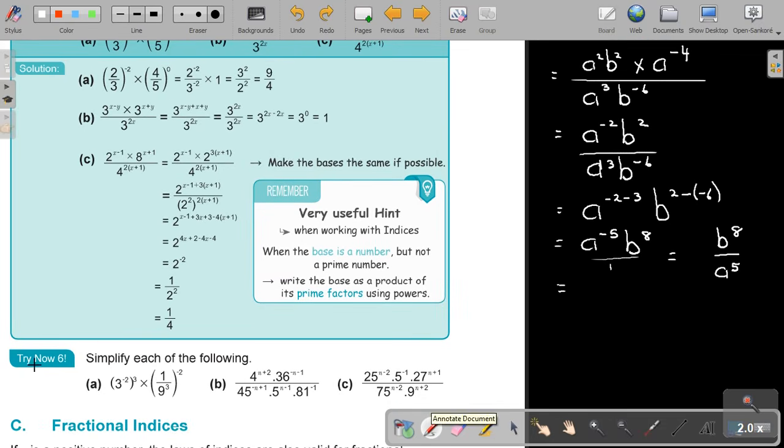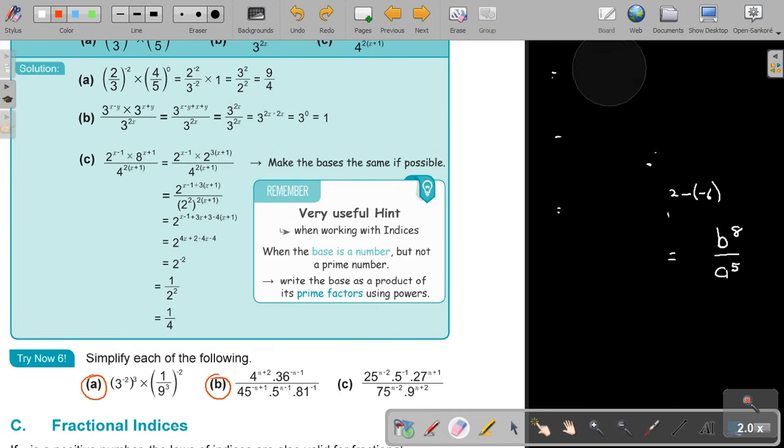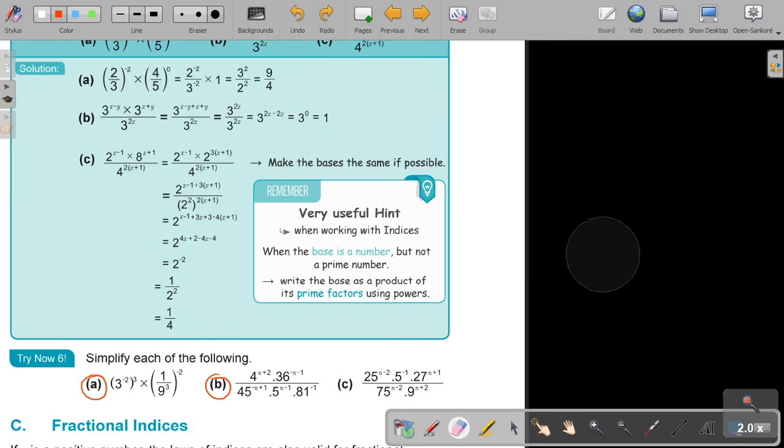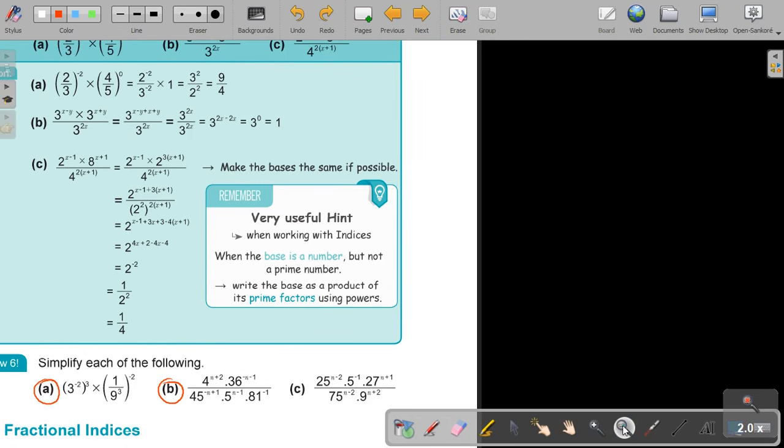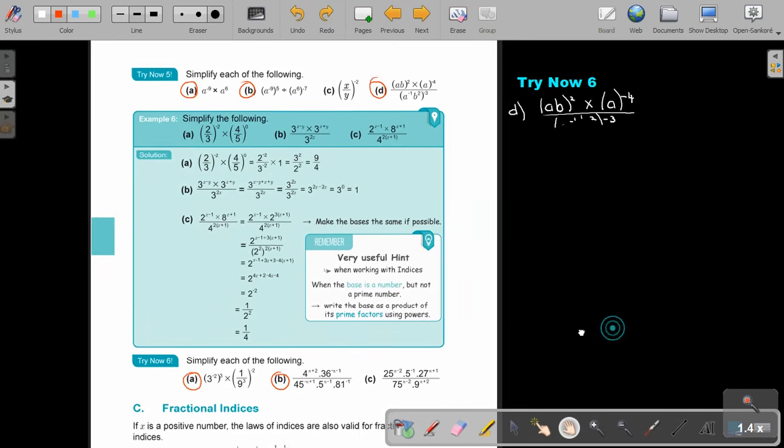Okay, try now number 6. Do for me number A, and do for me number B. Again, you can stop the video, and you can continue the video as soon as you are finished. Just do it step by step, because it's just a method. You just follow the method.